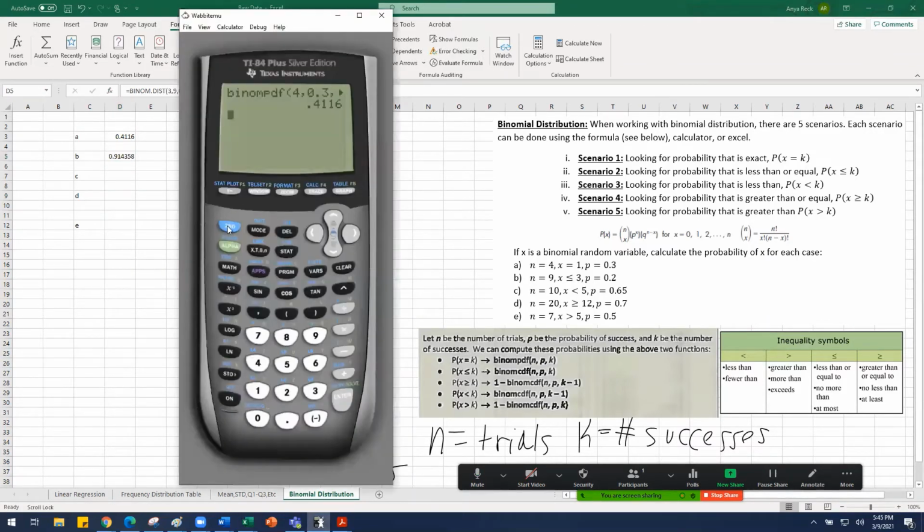We'll check this in the calculator. Second vars. X less than or equal is the binomial CDF in PK. So we need option B, binomial CDF. Trials is N. The p-value was 0.2, and the K value, in this case the X value, was 3. Paste. And due to rounding, we'll stop at 8. So they both match at 0.914358.